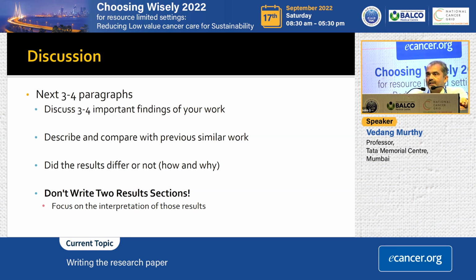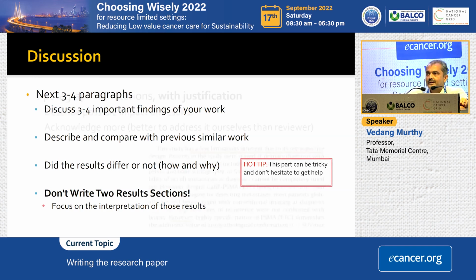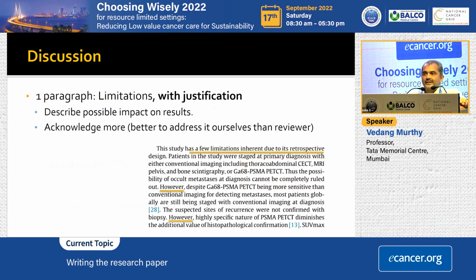One paragraph in the discussion is about the limitations. It's a very useful place for an author. I'll tell you why. So many of, I'm talking of retrospective studies, audits, the work that we do, there are obviously a lot of limitations. Acknowledge all of them and give a justification why it may or may not be okay to have that limitation. And it's better to acknowledge more rather than reviewers telling us to do it for us. So that's a useful thing.